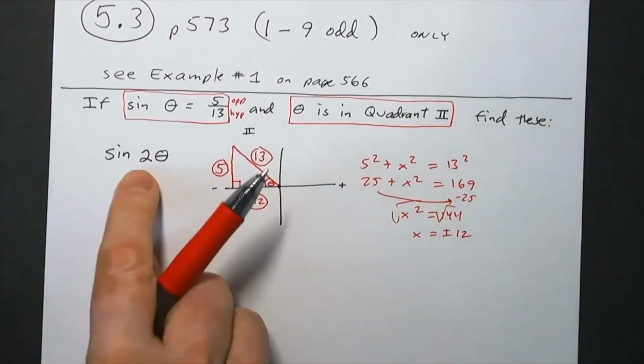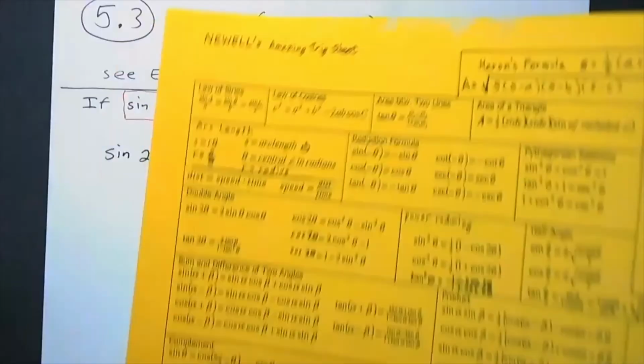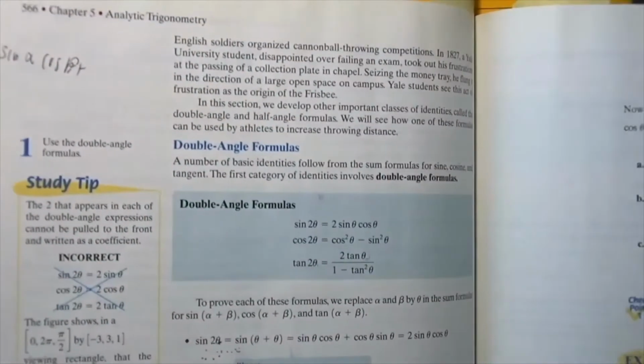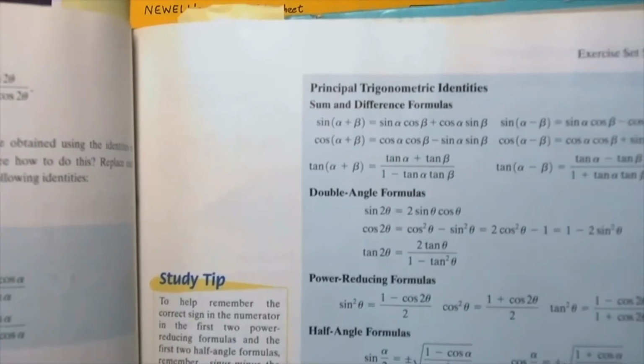Now, how do I find sine of 2 theta? This is where you're going to grab one of your rules. Okay, they're right here. They're also right here in the book. They're on this page. And if you flip a few pages, you see a bunch more, and there's one right in there.